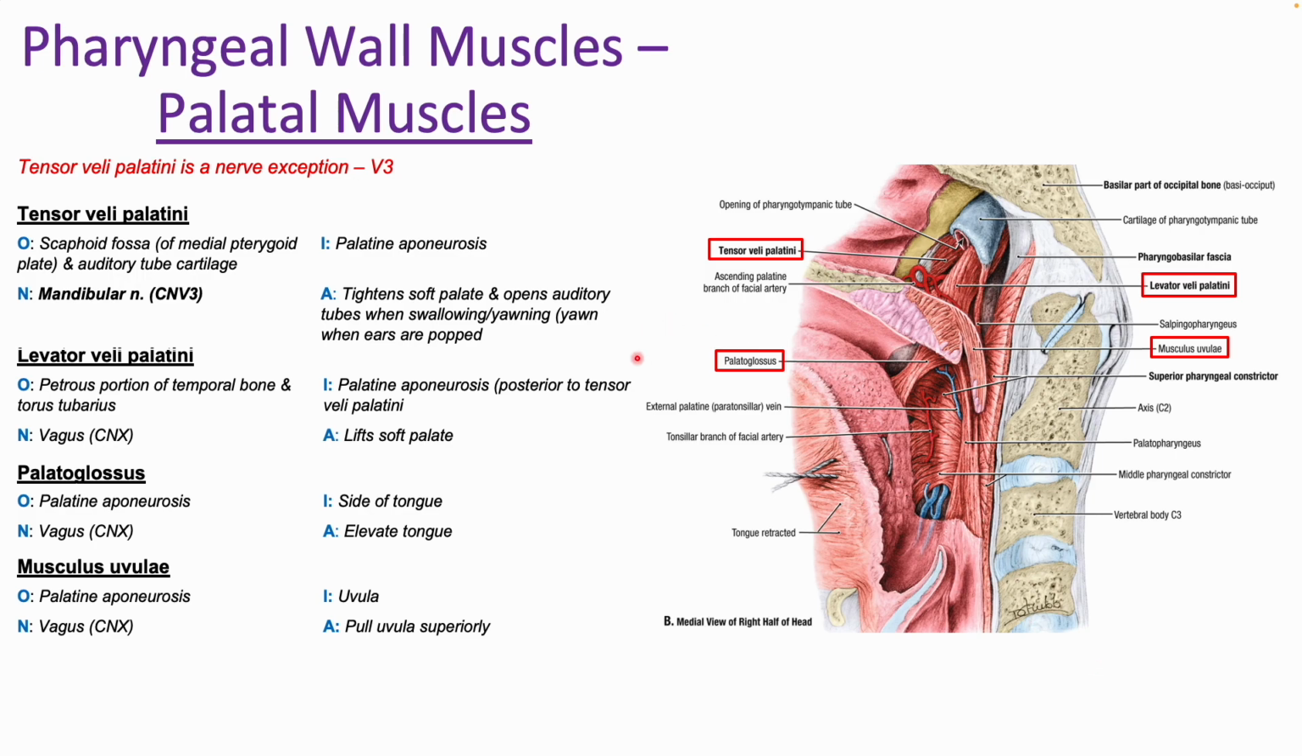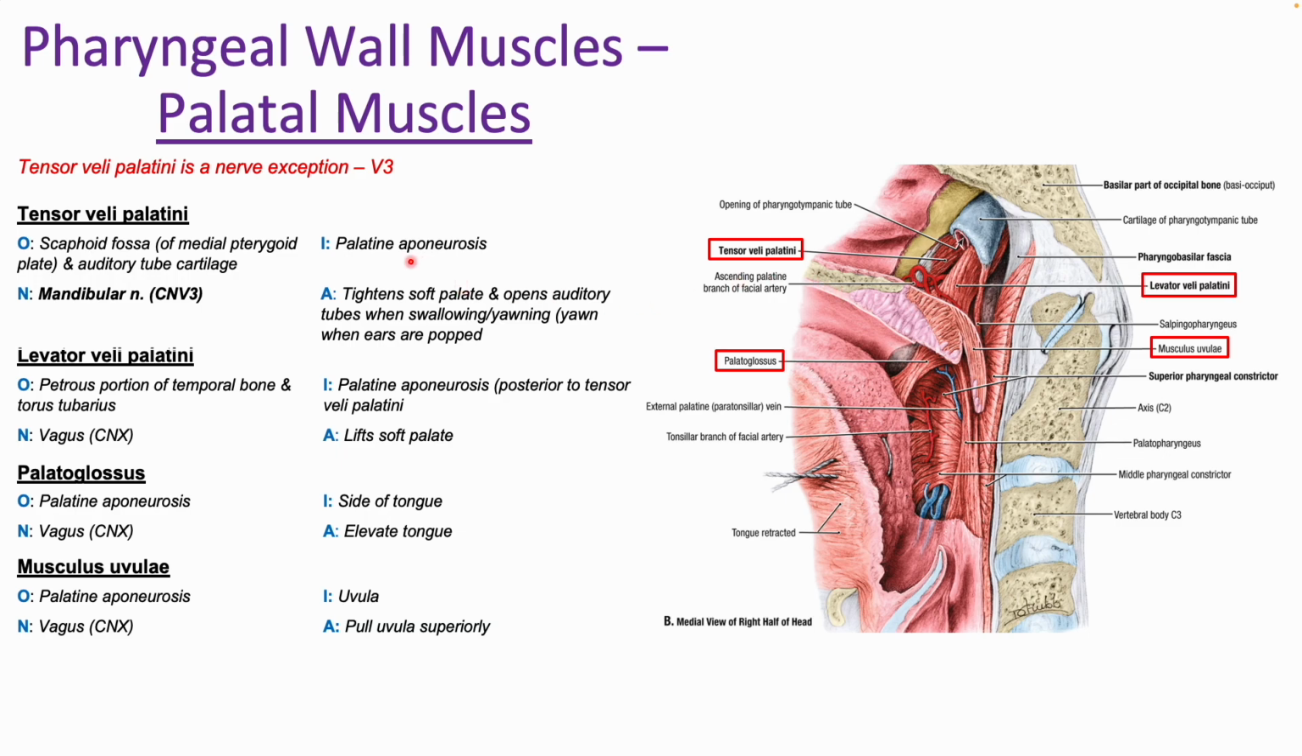Next, let's look at the palatal muscles. We're going to have four here. We have two of the veli palatini muscles, which are going to be up here around the auditory tube. We have a tensor veli palatini, which is tensing, and then we have a levator veli palatini, which will elevate. The tensor veli palatini is going to originate at the scaphoid fossa, which is part of the medial pterygoid plate, and the auditory tube cartilage. You can see that here, kind of just a small muscle running here. And it's going to insert on the palatine aponeurosis, which is going to be down here.